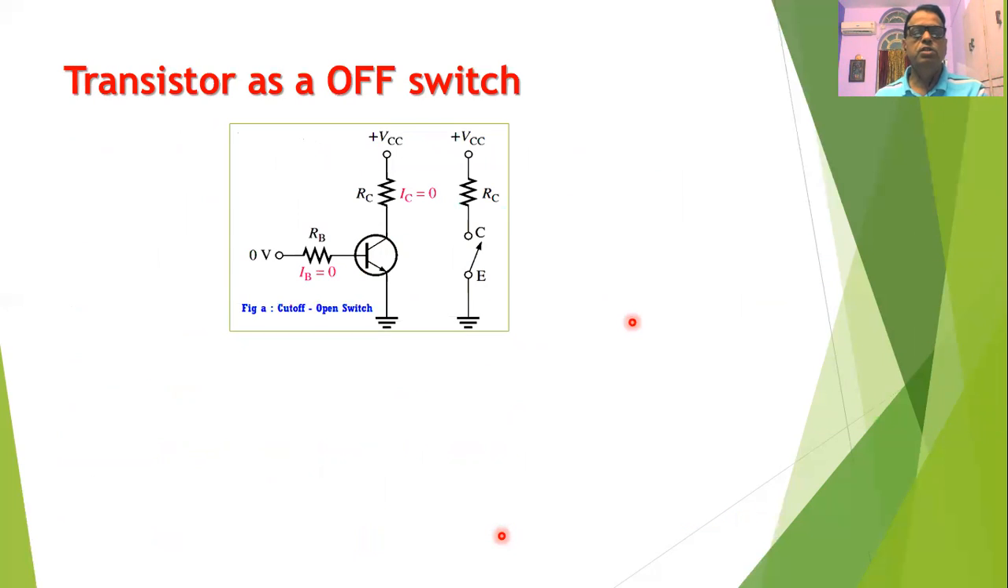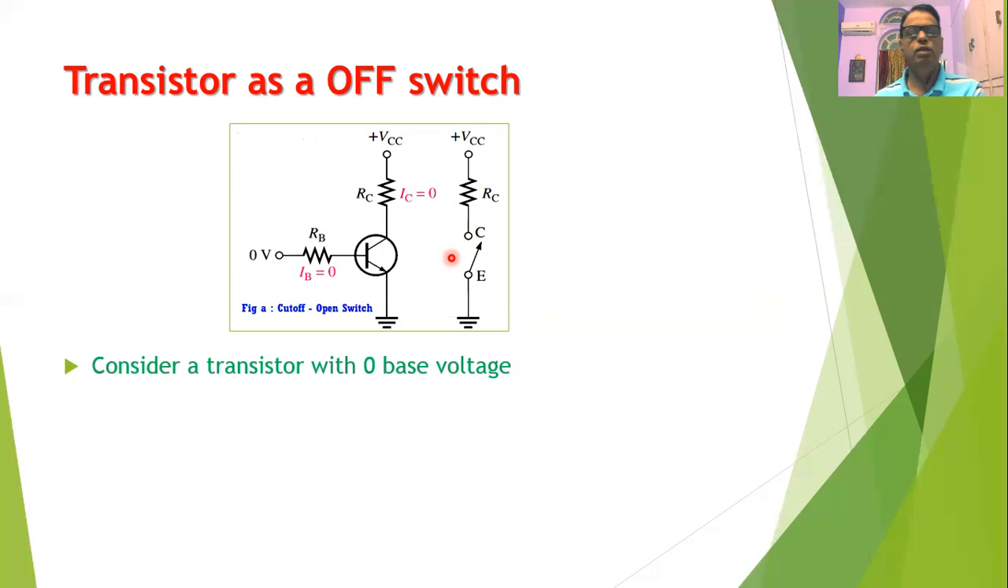Now let us see how the transistor works as an off switch. Suppose we have been provided an NPN transistor, and the emitter of the transistor is grounded. And suppose the base is connected to the base resistance RB, and the base is also connected to the ground since we have applied 0 volt to the base. In such a case, the base current IB will be equal to 0 and the collector current IC will also be equal to 0. Now in such a case, if you measure the resistance between emitter and collector of the transistor, you will find that the transistor will offer a very high resistance. And therefore, we can say that the transistor works like an off switch or open switch.